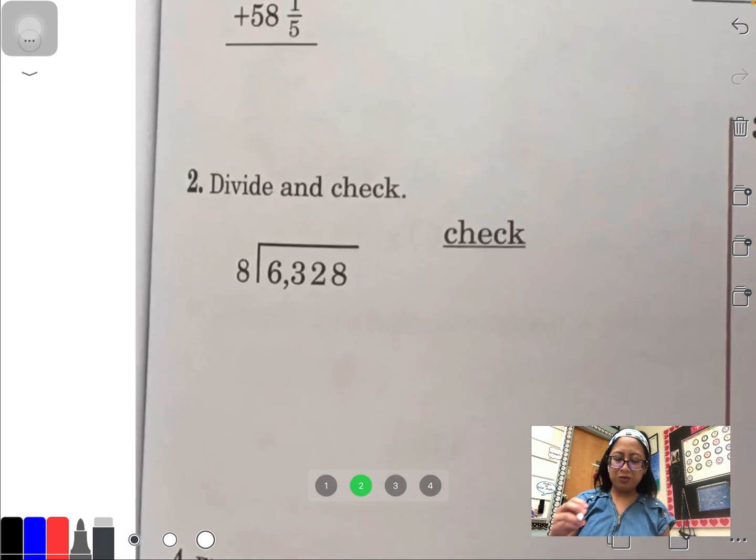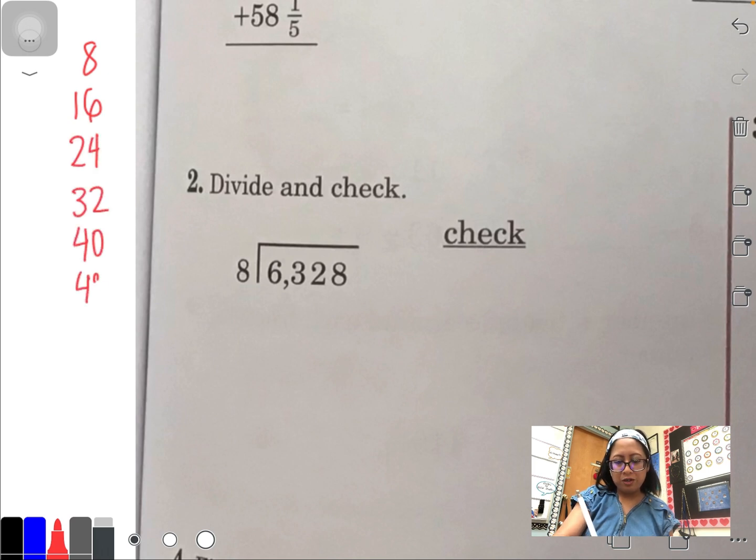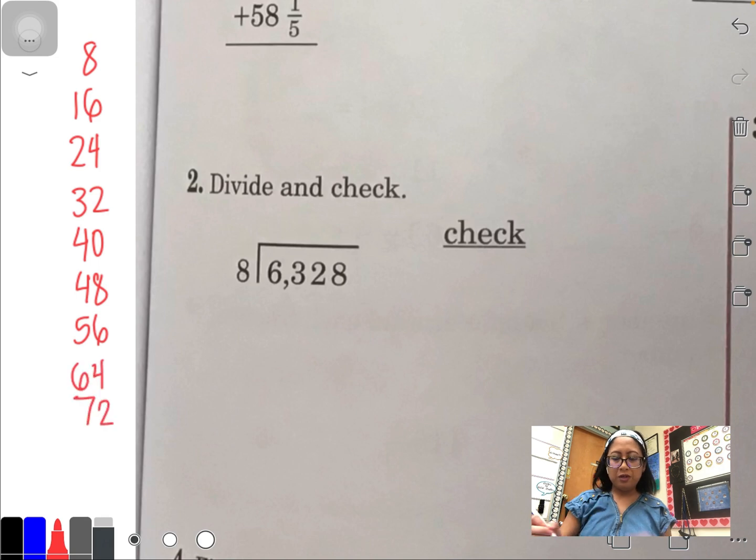In fact, here's what I'll do. I'll put the 8 times tables here. 8, 16, and 24, 32, and 40, 48, and 56, and 64, and 72. Okay, so that's the 8 times tables. Hopefully, I'm not sure where I'm going to put my face on this screen, so you'll be able to see the whole thing and I'm not blocking you.